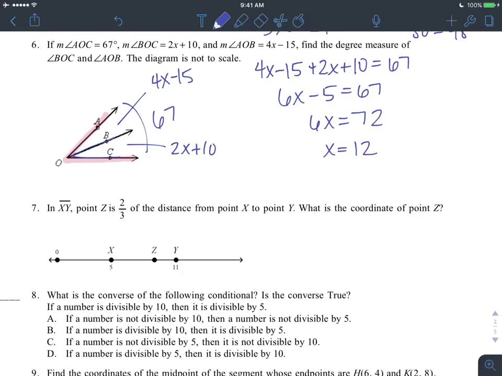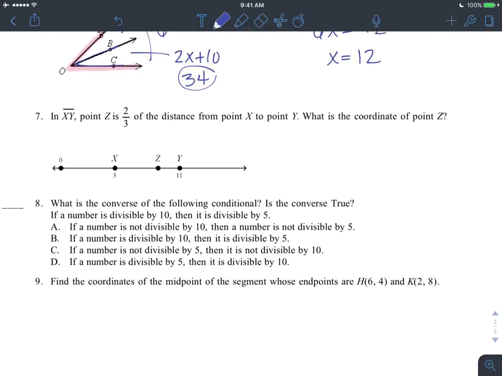Then it asks us to plug it in and find the degree measure of BOC and AOB. For BOC, 2x plus 10, so 2 times 12 is 24, plus 10 is 34. And then AOB is 4 times 12, which is 48, minus 15, which is 33. So those two angles are 34 and 33.